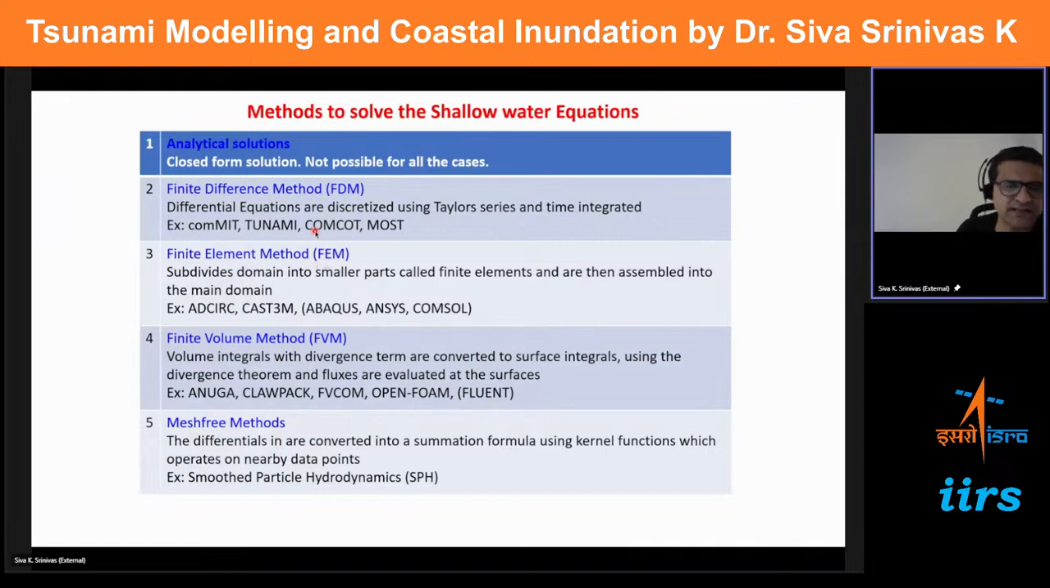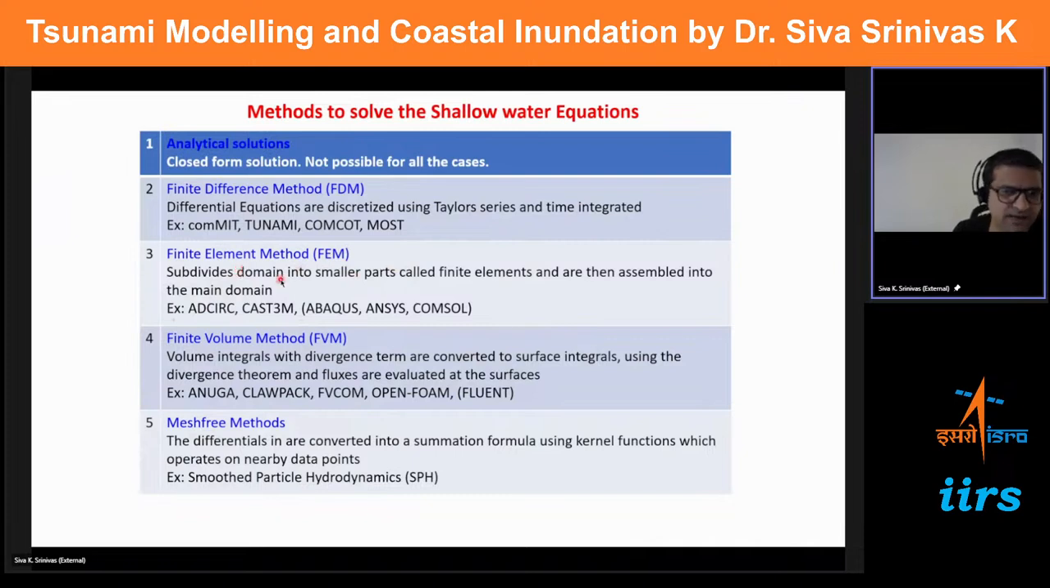Now, if I apply the finite difference method, we already have written codes or packages available. We can apply codes like MOST (Method of Splitting Tsunami), COMCOT (Cornell Multi-grid Coupled Tsunami model), and TUNAMI (Tohoku University's Numerical Analysis Model for Investigation of tsunami), and COMMIT. These are the codes available. Mostly they are open source. They are based on the finite difference method, and they are used to simulate or model tsunamis.